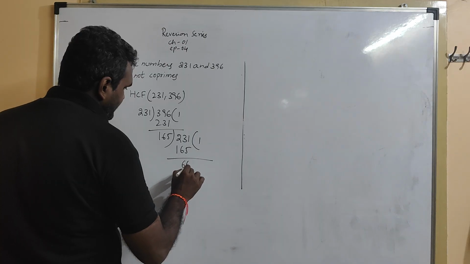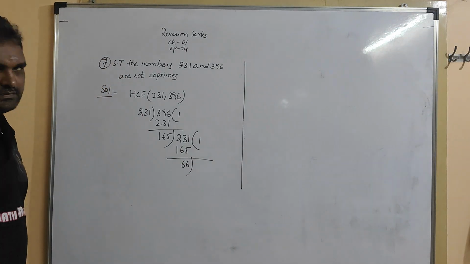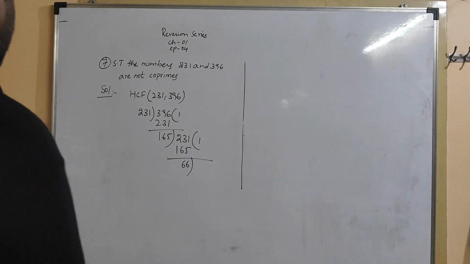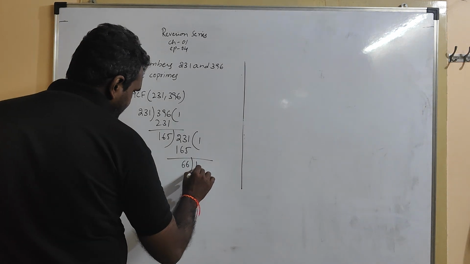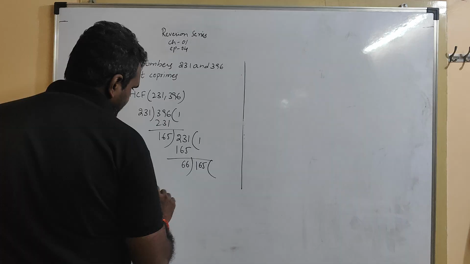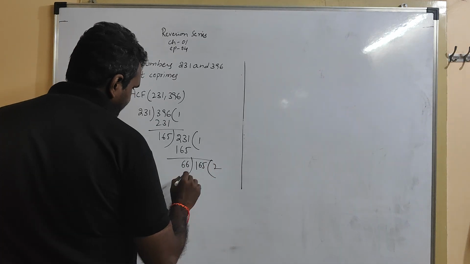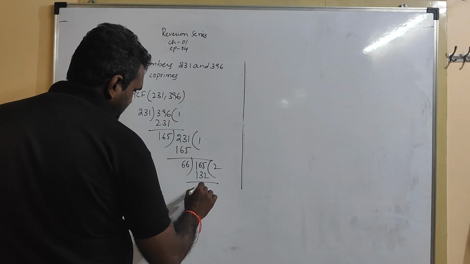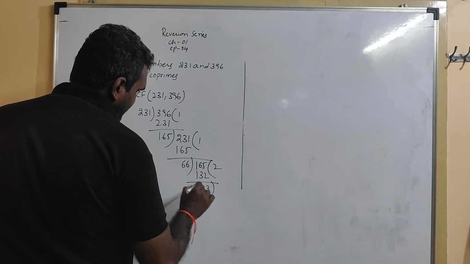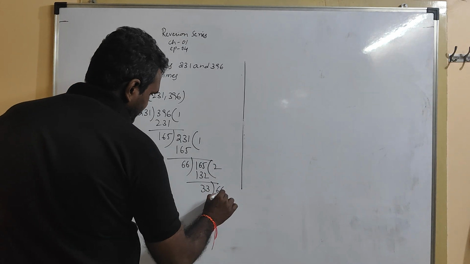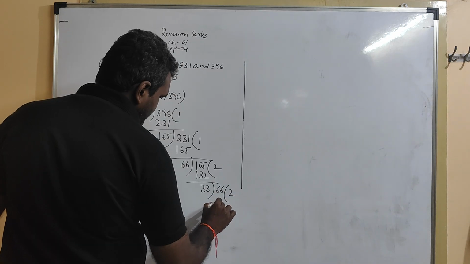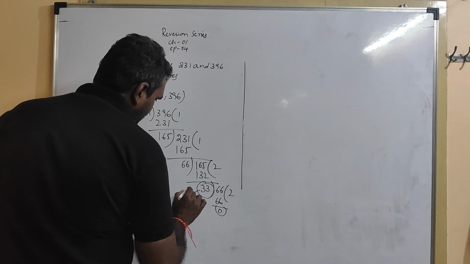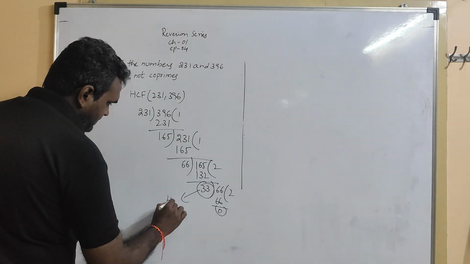So 66 will be the remainder, and again 165 here. 66 twos, 132. We will be left with 33, right? 66 is there. So 33 twos, 66. You will be getting 0. If you got 0, what is here? That will be your HCF.